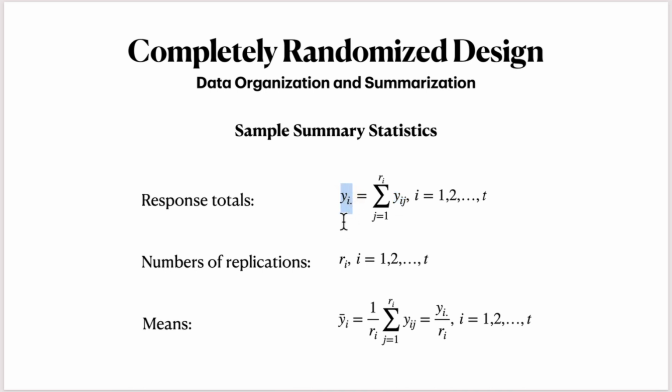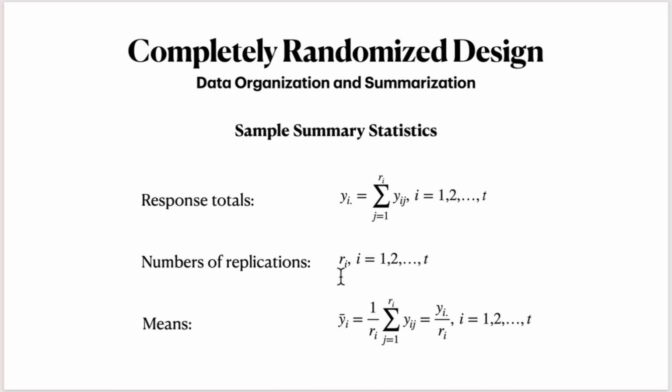As I've done here. And so the way we read this is that we've summed up the observations for the ith treatment group, and we've summed over all of the observations in that sample. That is the response total for the ith treatment group. So y1 dot would be the response total for the first treatment group. y2 dot would be the response total for the second treatment group, and so forth on up to y sub t dot, which would be the response total for the tth treatment group.